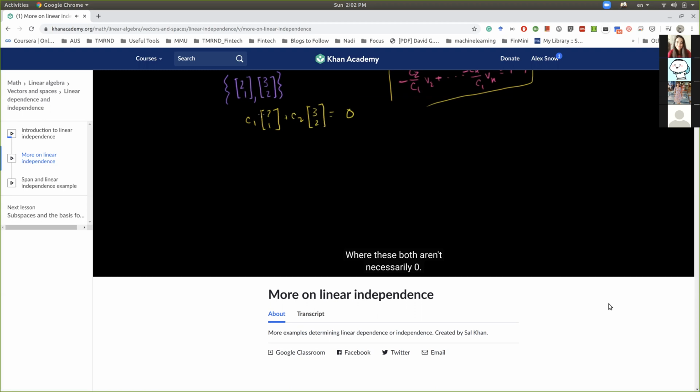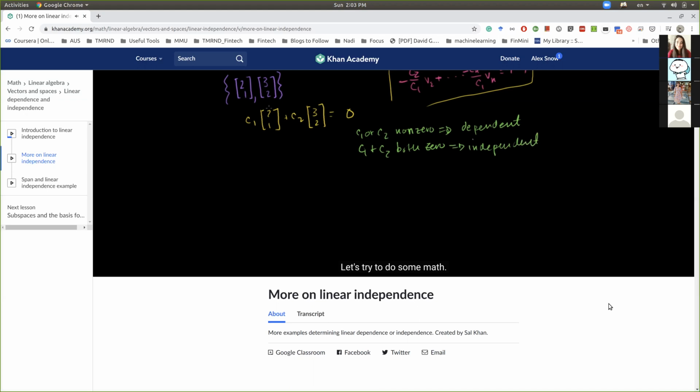So before I go forth with this problem, let's remember what we're going to find out. If either of these is non-zero, so if C1 or C2 is non-zero, then this implies that we are dealing with a linearly dependent set. Now, if C1 and C2 are both zero, if the only way to satisfy this equation, I mean, you can always satisfy it by setting everything equal to 0, but if the only way to satisfy it is by making both of these guys 0, then we're dealing with a linearly independent set.